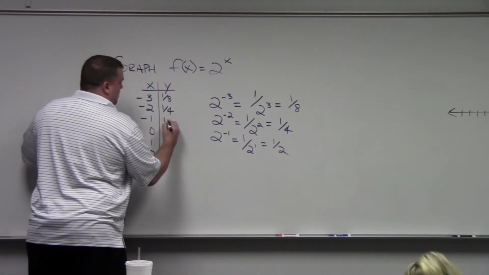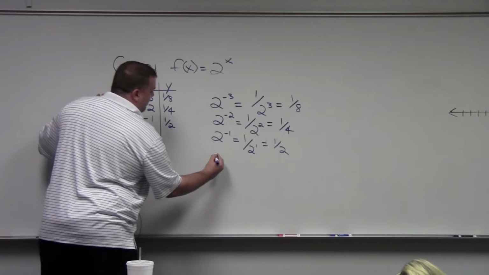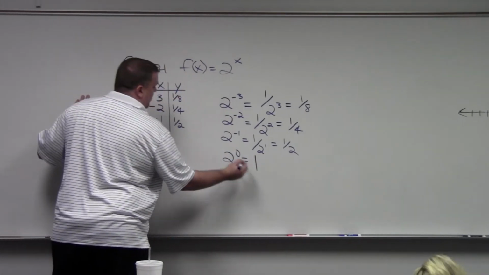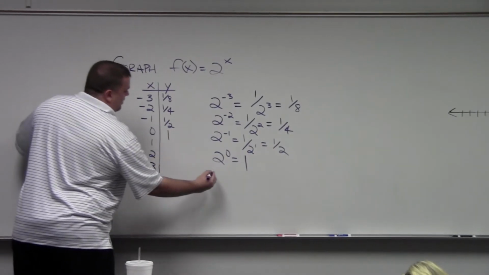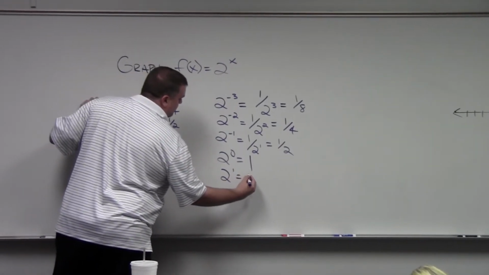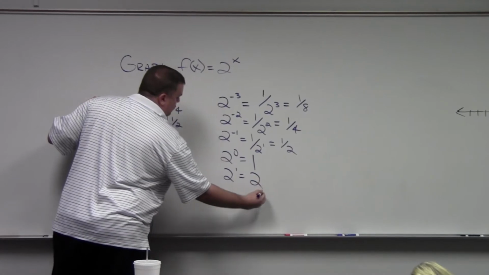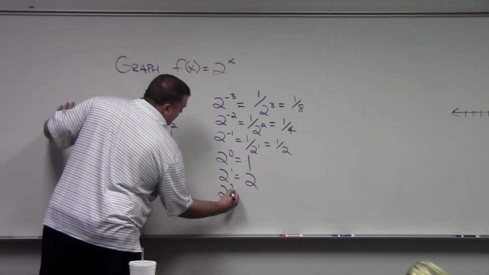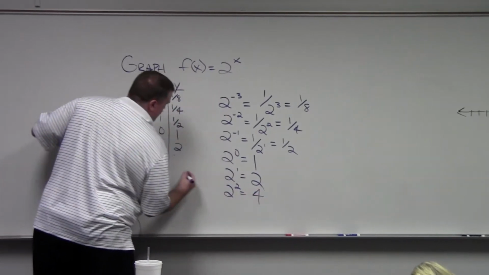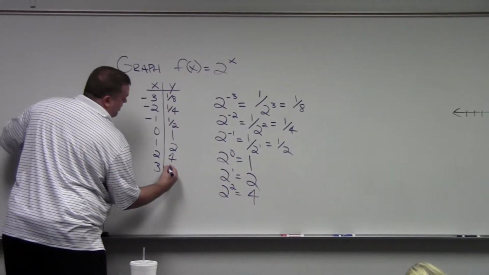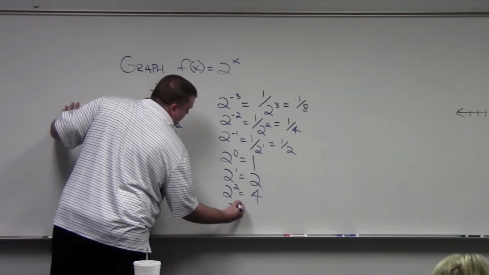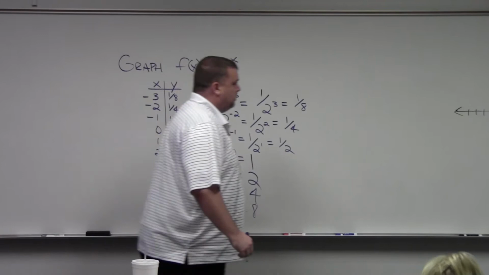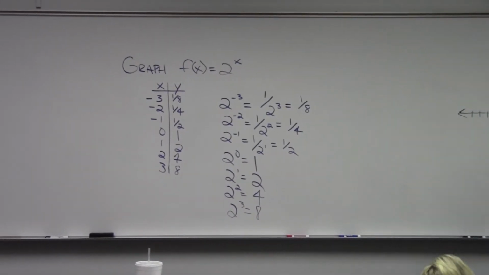The rest of them are pretty easy to get. What's anything to the 0 power? 1. No matter what. 2 to the first, 2. 2 to the second, right, would be 4. And 2 to the third will end up being 8. So let's plot these points on our graph.